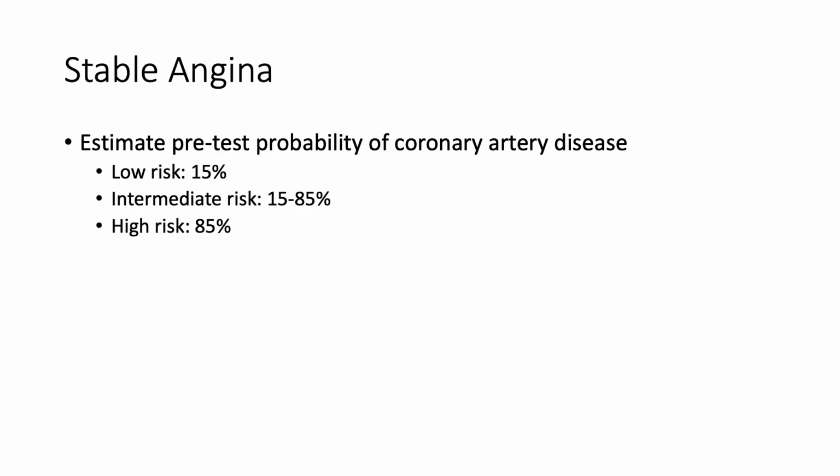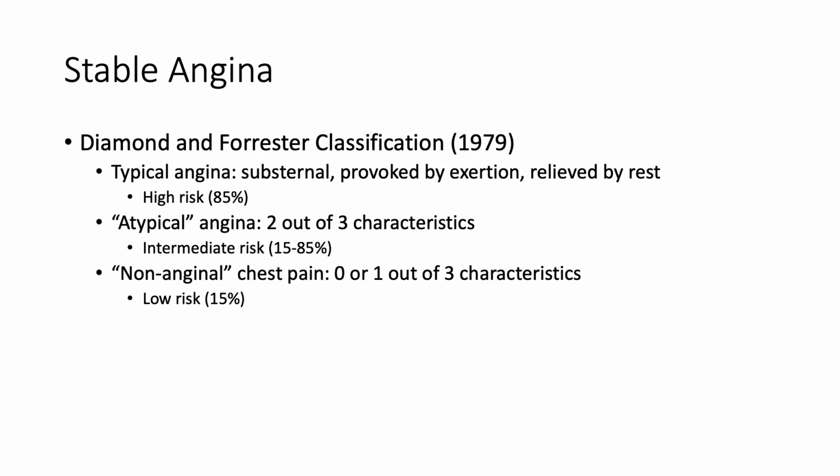So if you think a patient has stable angina, the first thing you want to do is estimate the pretest probability of them having coronary artery disease. And we usually divide that up into low risk, which is about 15%, intermediate risk, which is a really wide range, 15 to 85%, and high risk, 85%. And so where do those numbers come from? This comes from the Diamond and Forrester classification, which is pretty old now, 1979, kind of a different era.